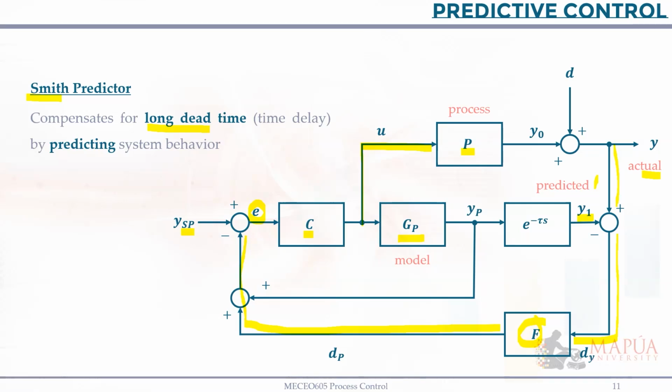So continuously the model will adjust for the error between the control signal, or the set point, and the actual output. Okay, so this is the simple output signal for this Smith predictor.